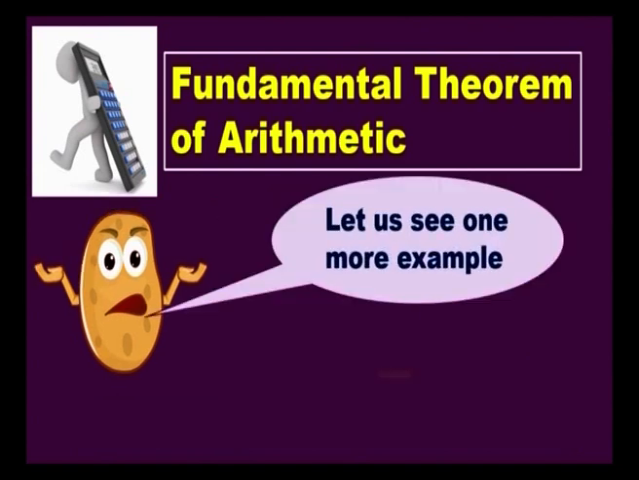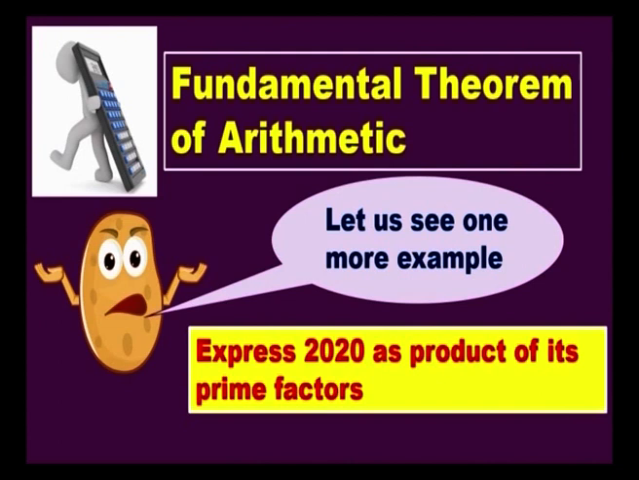Let us see one more example. Express 2020 as a product of its prime factors. While solving this problem, let us take two methods, method 1 and method 2. In method 1, first I am factorizing 2020 by taking 2 and 1010 as factors.